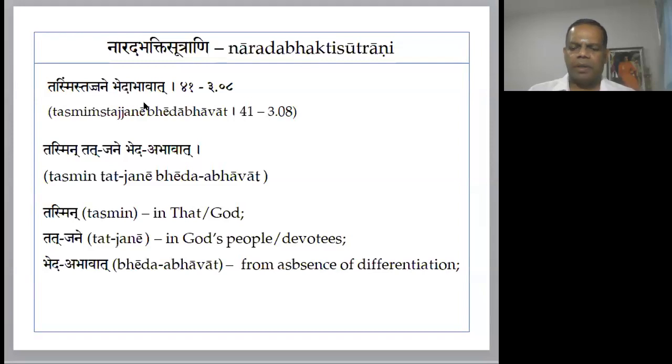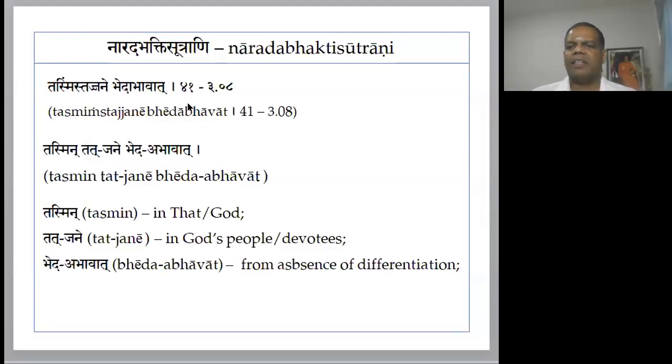We look at the pronunciation part. The first word, tasminstat, should be easy, but maybe it's not very familiar. But there are no aspirated consonants, so it should be okay. With a little bit of practice, you will be able to read. Tasminstat jane. Okay. Then the next word, bheda bhavat.